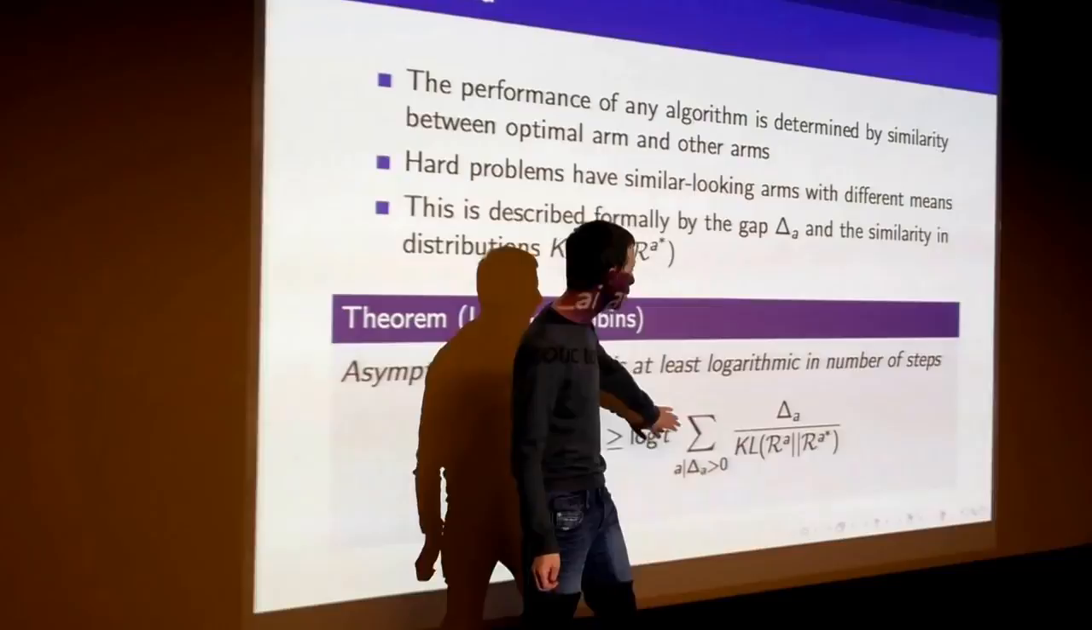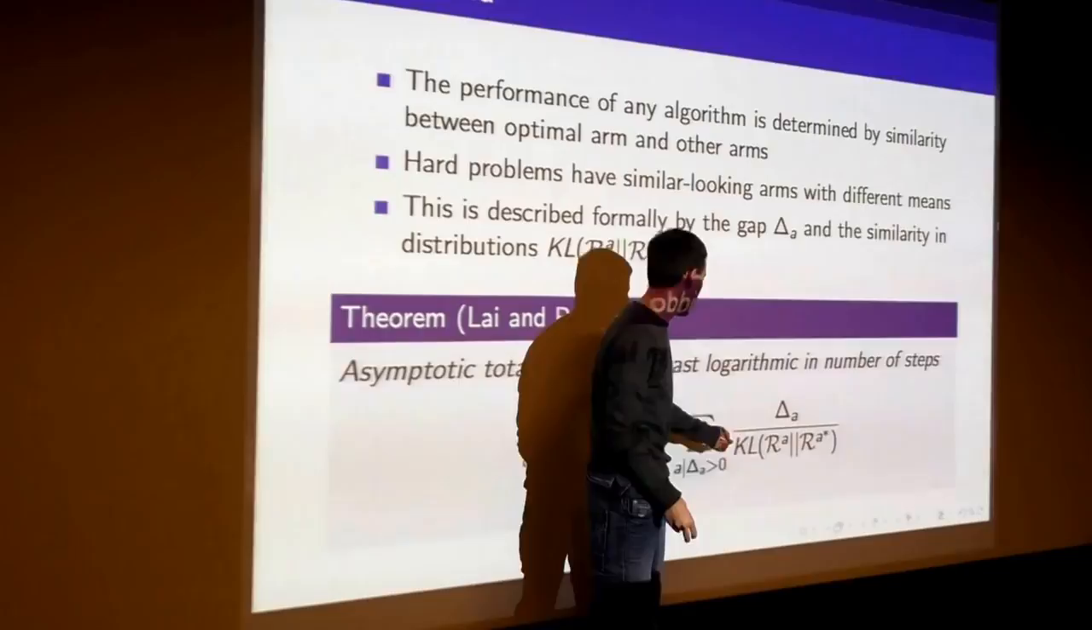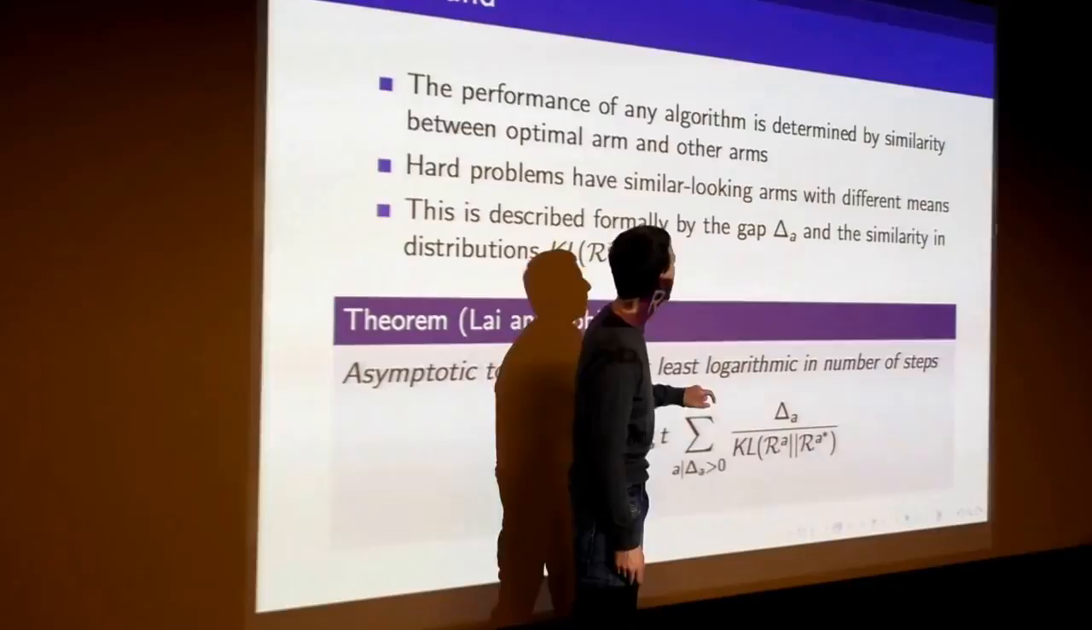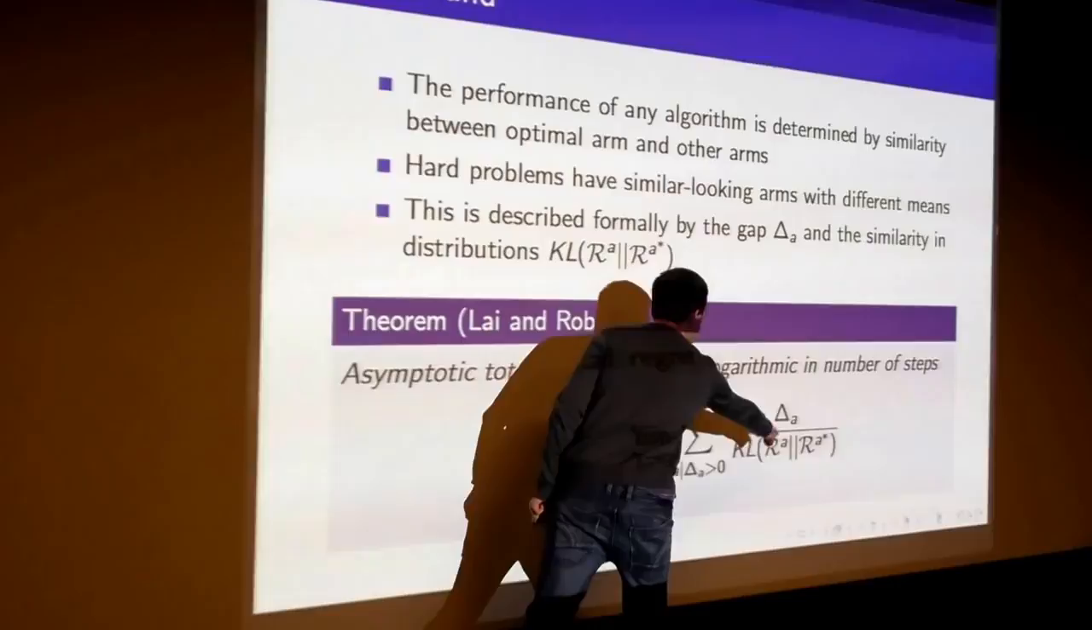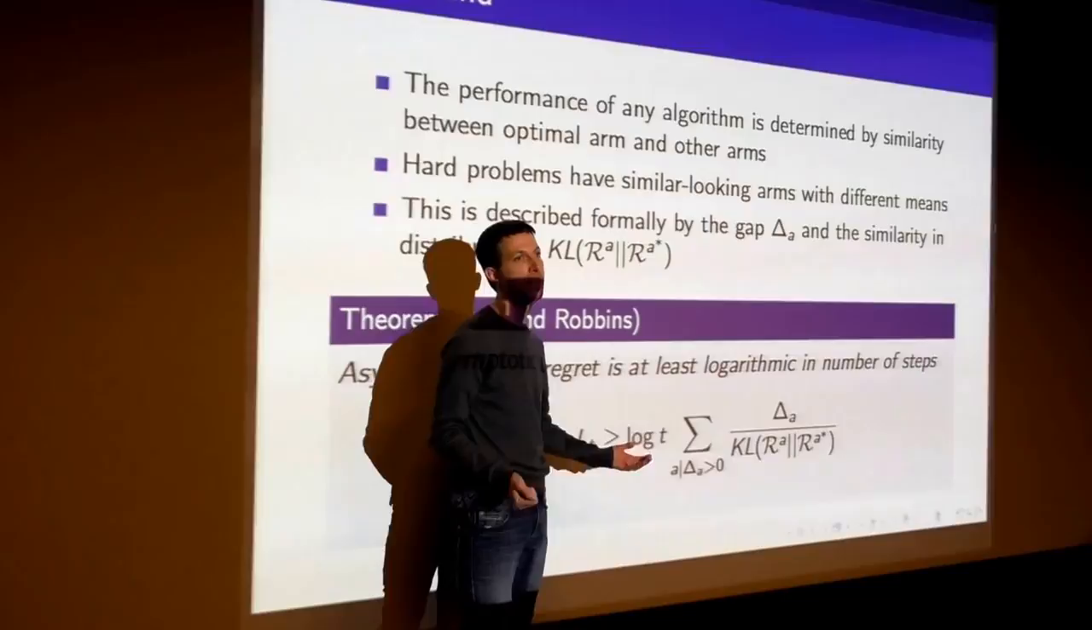So this tells us that the more different the arms are, the more regret will occur, and it's inversely proportional to the difference in the distributions. This is the term that tells us how hard the problem is. Hard problems have similar looking arms, that's the KL divergence between them, with different means, that's the gap here. This is the hardness of the problem, and it's fundamental to bandits and to exploration. There's this thing which is logarithmic in the number of time steps. So we want to find algorithms which have a regret that's logarithmic rather than linear.